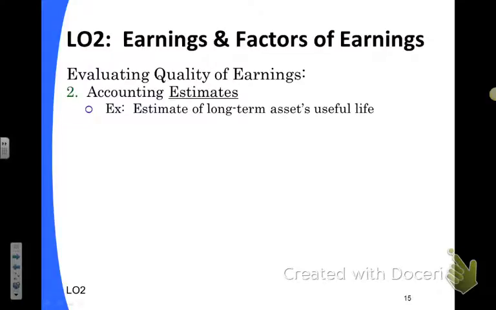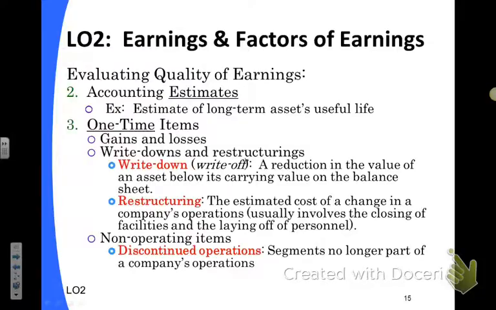Secondly, in terms of evaluating the quality of earnings, we're going to look at accounting estimates. So for instance, evaluating the estimate of long-term assets' useful life. Not always easy to do, but something that needs to be done in order to make your depreciation calculations. And again, lastly, we're going to look at one-time items, such as gains or losses and write-downs. Write-down, as we've talked about a couple of times, is just a reduction in the value of an item, an asset, to reduce it below its carrying value on the balance sheet.